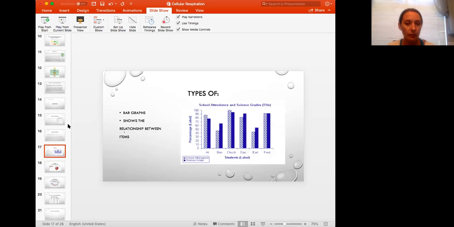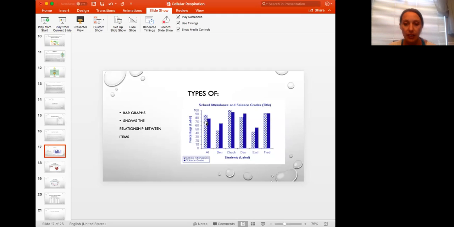So that's a couple different examples of types of charts and graphs that we can use. You'll see this one is an example of a bar graph. In a bar graph, it shows the relationship between items. In this particular example, they're looking at school attendance and science grades. We've got students listed at the bottom, and then it looks at the percentage of their school attendance and, of course, their grades.